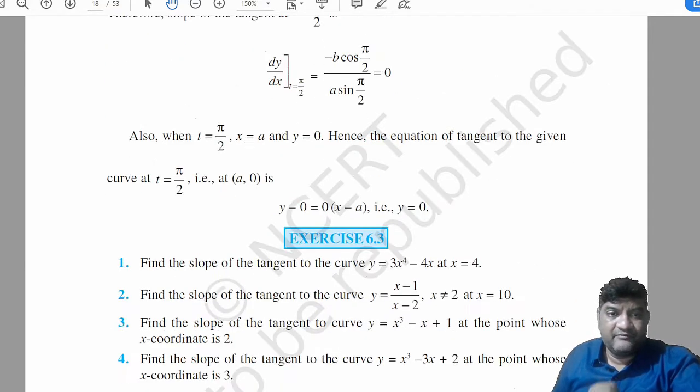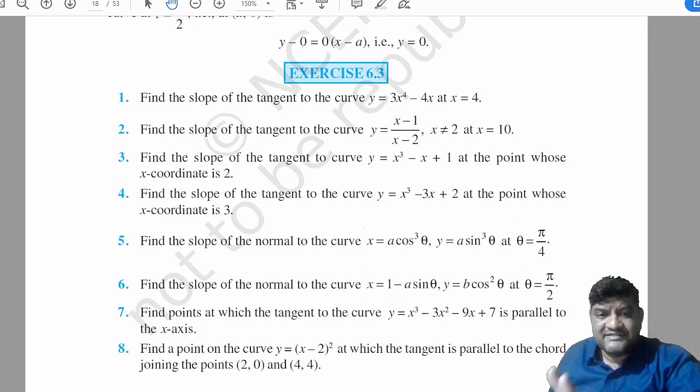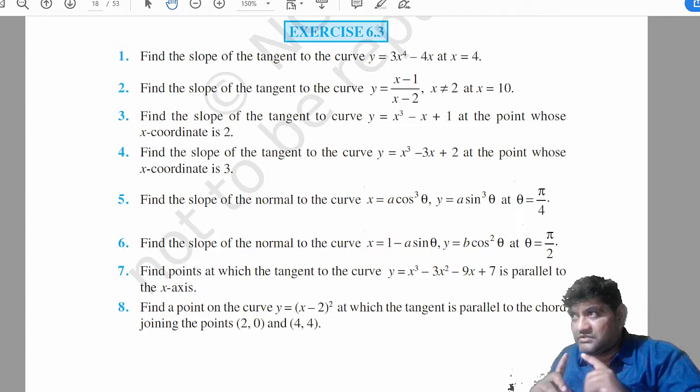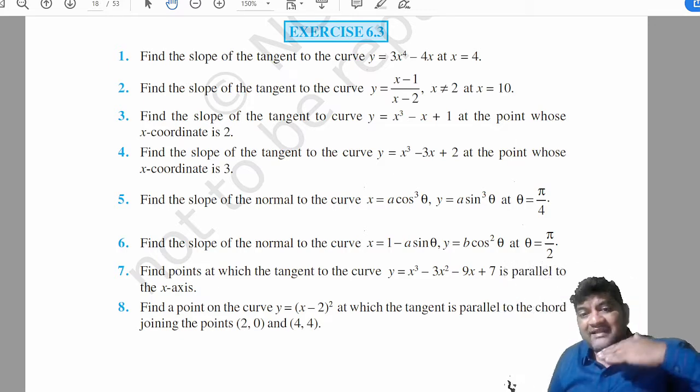And that's pretty simple. y minus y1 is equal to m into x minus x1. All these questions are pretty simple. You can see here, example, or question number 7. Find the points on the tangent to the curve. He is asking for the points, not that he is asking for the tangent. He is asking for the points where the tangent is parallel to the x-axis.